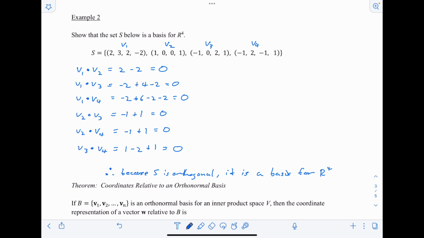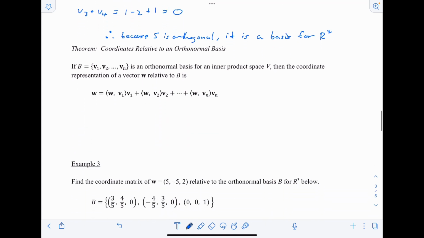In this case, if we can show that they are orthogonal to each other, then they're a basis for that vector space. But it doesn't mean that they're orthonormal. And in fact, we can see, obviously, these vectors do not have a length of 1. They are not unit vectors, so they wouldn't be orthonormal. All right? Okay.